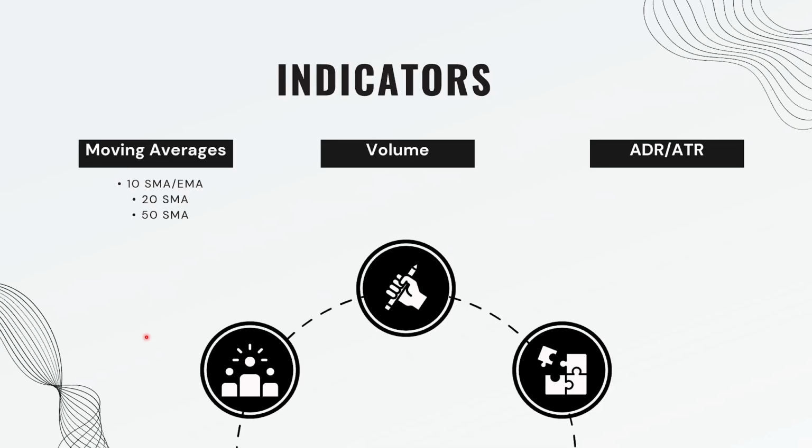So the indicators used in this strategy are moving averages, particularly the 10 SMA or EMA, the 20 SMA, and the 50 SMA. He also uses volume and ADR/ATRs, they're basically the same thing. And we'll go into more about how these indicators work and how to use them in the strategy in our trading portion of the video.